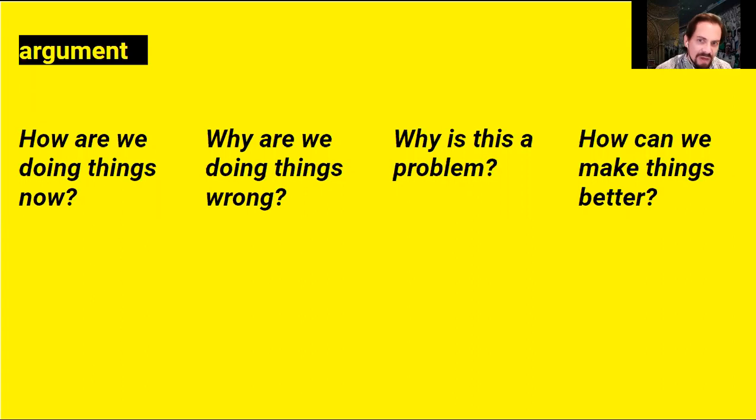I will be structuring the explanation of our argument throughout each section with these four recurring questions. How are we doing things? Meaning, what is the current state of affairs? Why are we doing things wrong? Pointing out the flaws inherent to the system. Why is this a problem? In which I'll explain why doing things wrong generates very real problems, calling us to action. And how can we make things better? Where I'll be referring to the specific solutions provided in this manifesto.